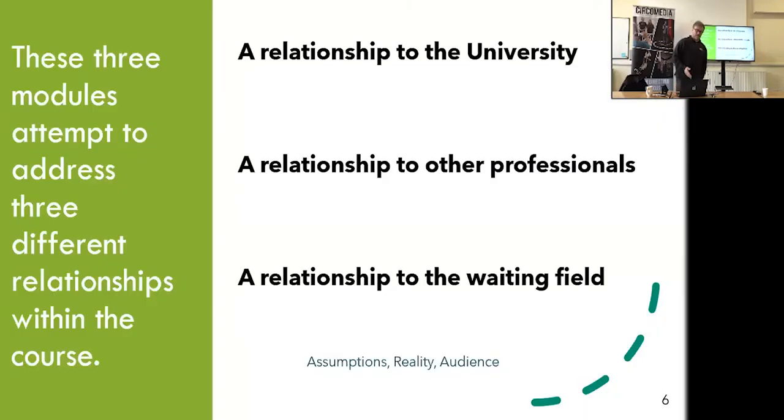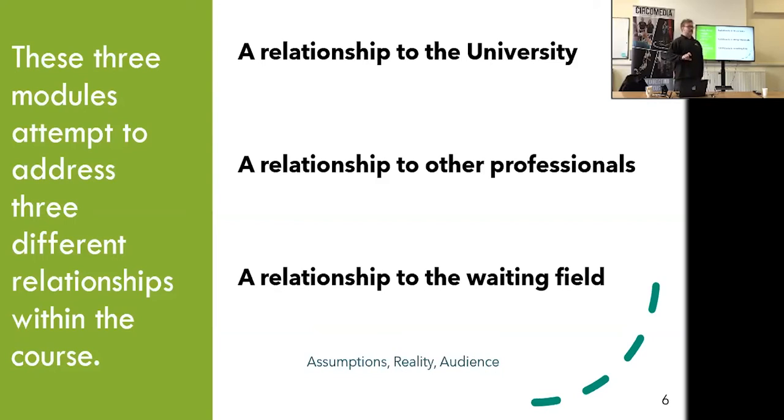The three modules kind of attempt to address different relationships within the course. So this first module, the research module, is about a relationship to the university or the academy. What does it mean to produce a document in circus? Do we need to devolve to an essay? How does a performance end up as something that can be a demonstration of research? And how does it land in the academy or the university? That's an important question.